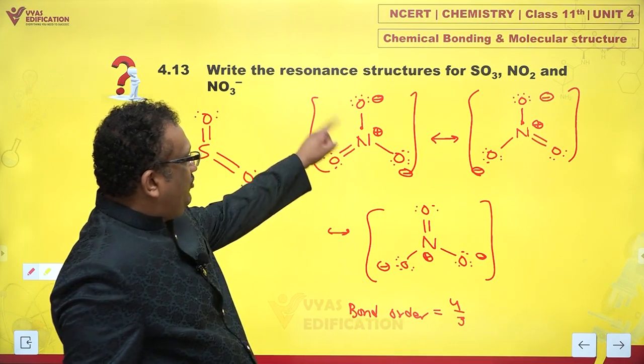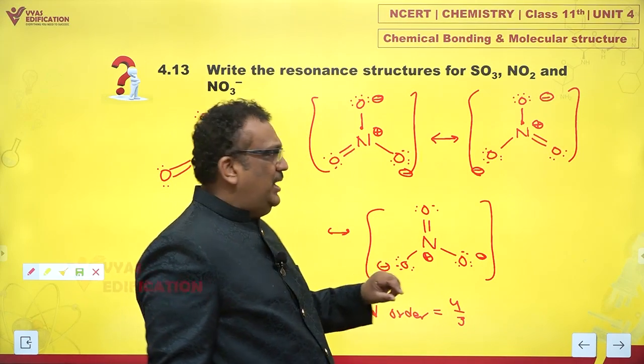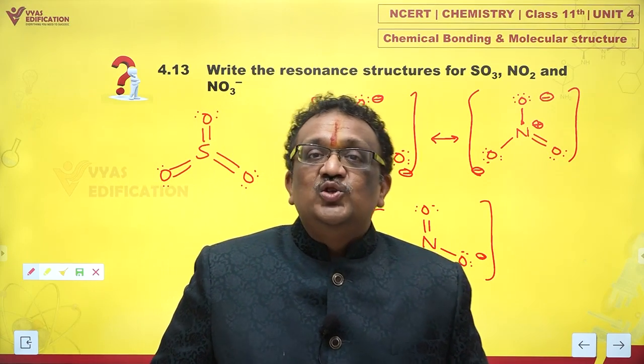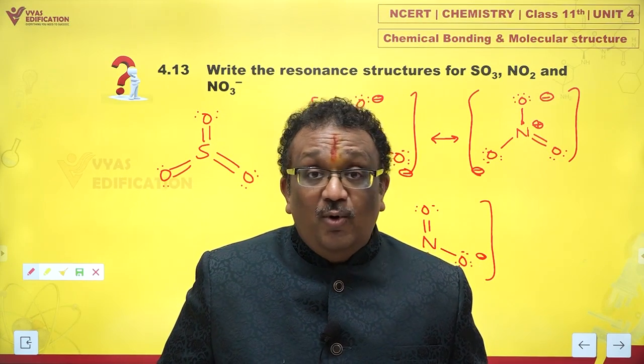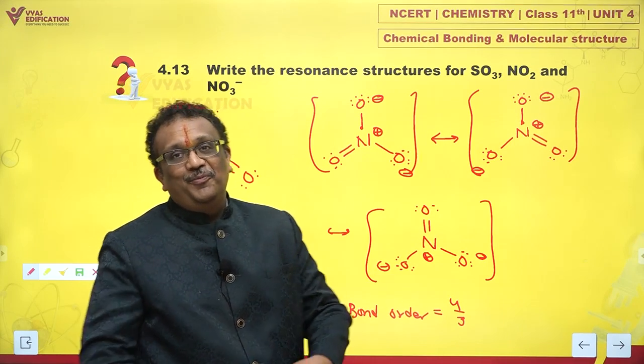Why? Because one sigma bond is always there. The pi bond is just like in carbonate. So the pi bond is either here or there or there, divided between 3. So 1 by 3 is the contribution of the pi bond to each NO bond. So 1 plus 1 by 3 makes it 4 by 3.